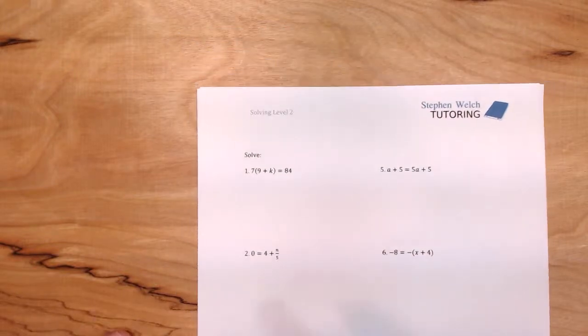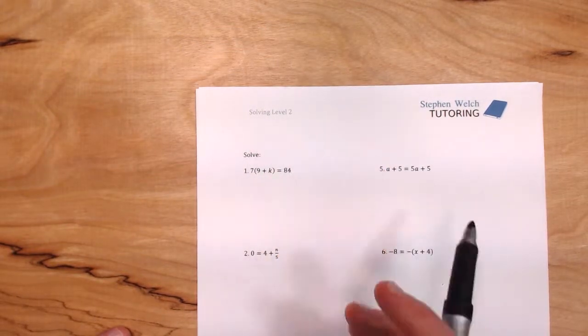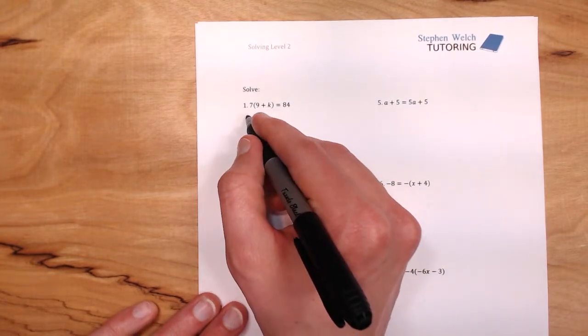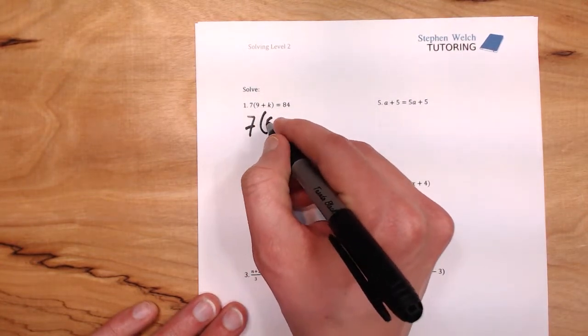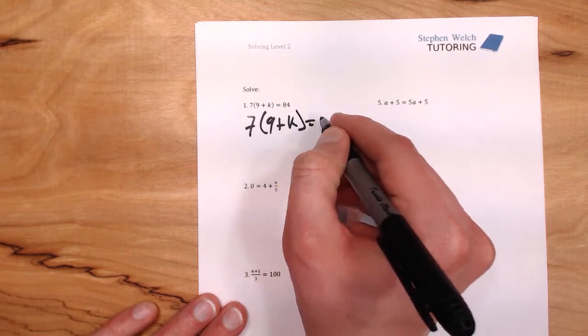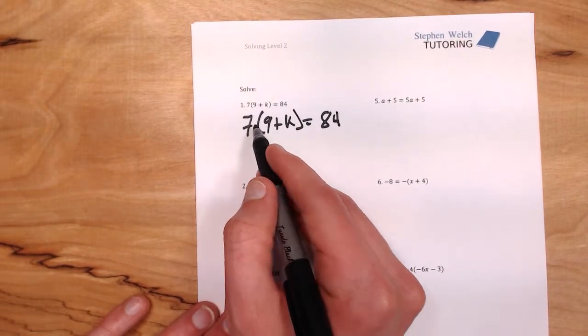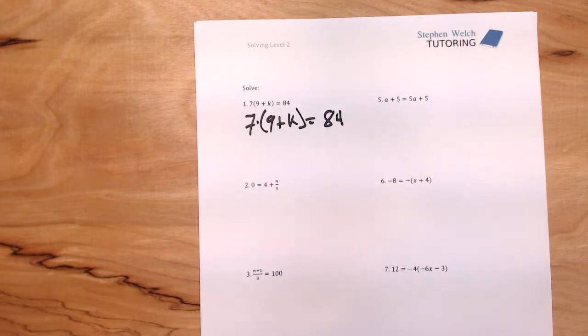All right, so this is the solving worksheet level 2. Our first problem is 7 times (9 plus k) equals 84. So remember that this 7 is multiplied by 9 plus k.